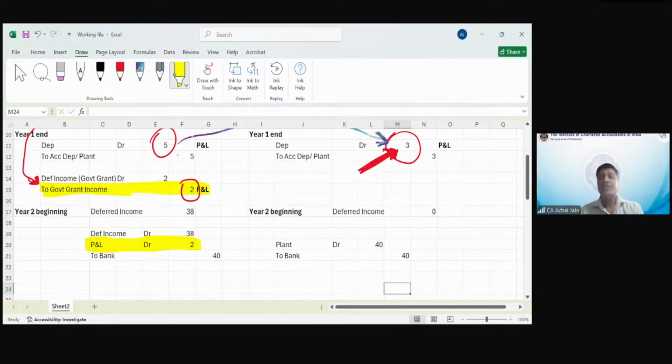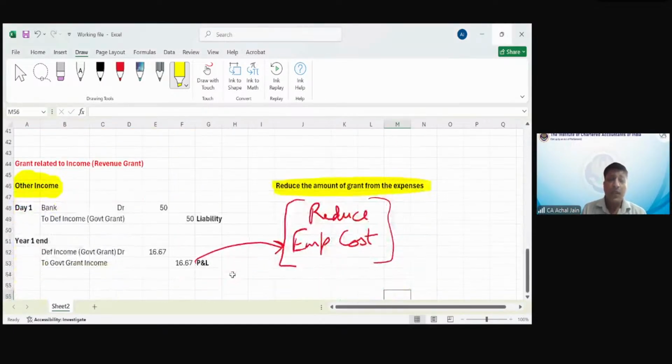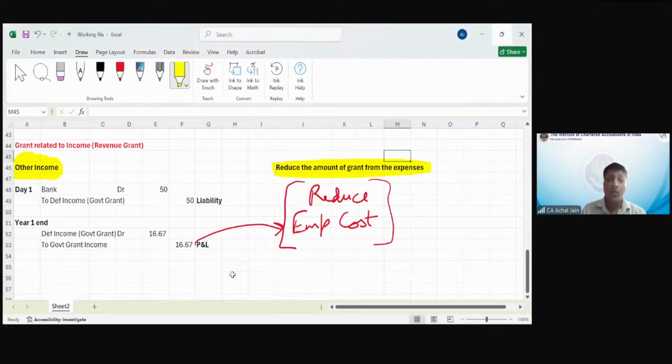So in case any refund is there, you are following gross approach. So you will adjust it against deferred income. Balance amount will be taken to P&L. In case net approach is being followed, there is a refund. So you'll increase the value of the asset by the amount of refund. Now, let's suppose it was a grant related to income. Then here again, you will do the same thing.